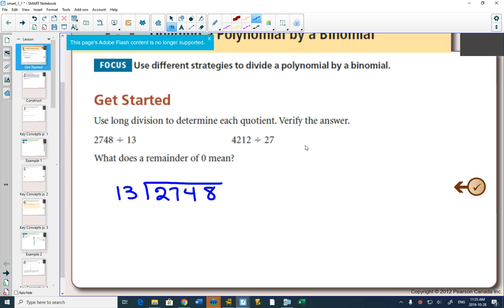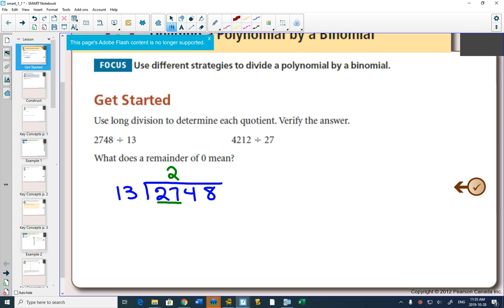The way that we look at it is we start with our largest place value, which is the 2 in the 2000s, and we say, can you get any 13s in 2? No, 13's bigger than 2. So then you go and say, what about if I add my hundreds and I look at 27? How many 13s are in 27? 2.